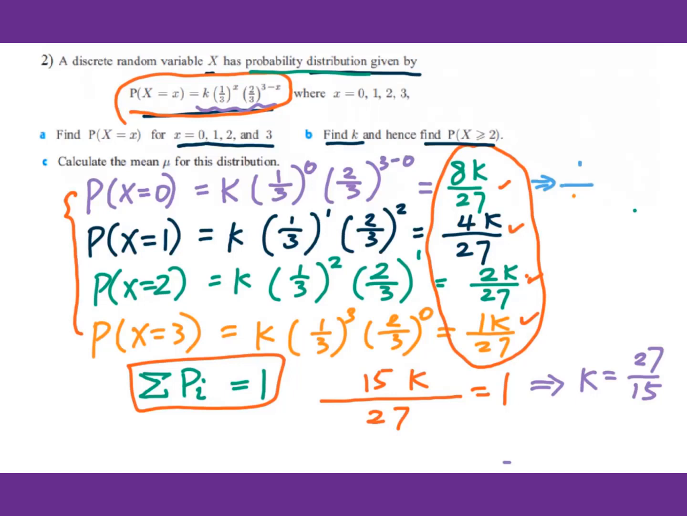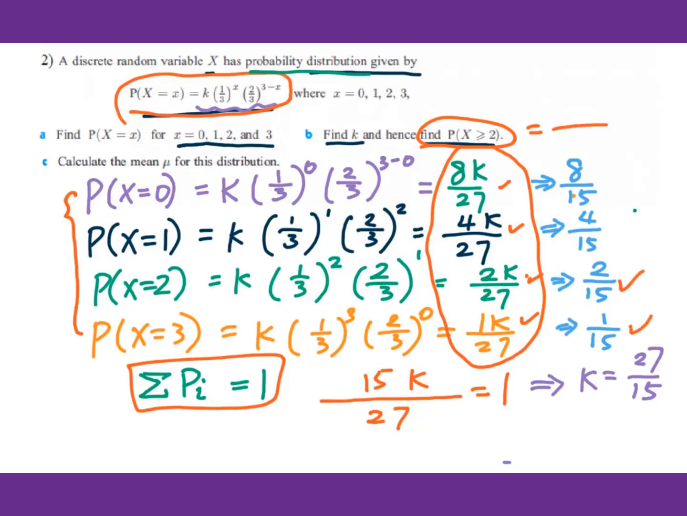You will get the 8 over 15. This one, 4 over 15. This one, that is 2 over 15. And 1 over 15. For the probability x greater than or equal to 2, which means you need to add these two. Therefore, you will get 2 over 15 plus 1 over 15. That is 1 over 5.